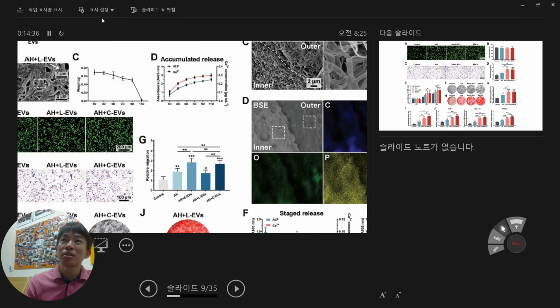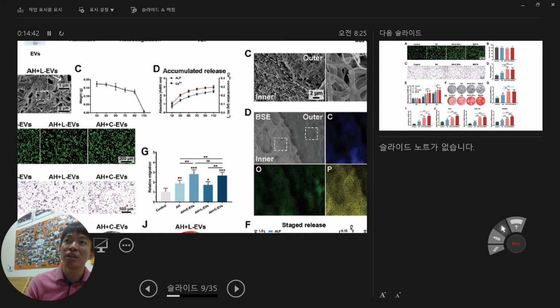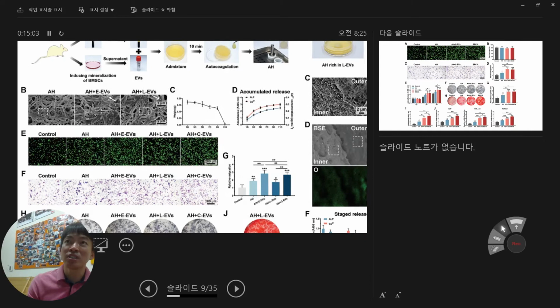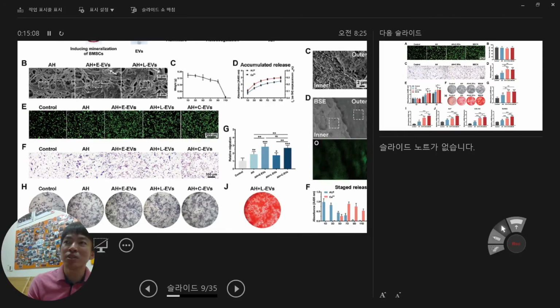This is some degradation of the gel, and from this gel they can confirm the ALP activity and calcium at each step. So this is the gel, and then early and late EV, and this is the combination of both of them. They check the cell viability, which is similar for the bone marrow stem cell, and the ALP activity also shows a little increase in early EV, but not late EV, and when they combine them together, it will increase.